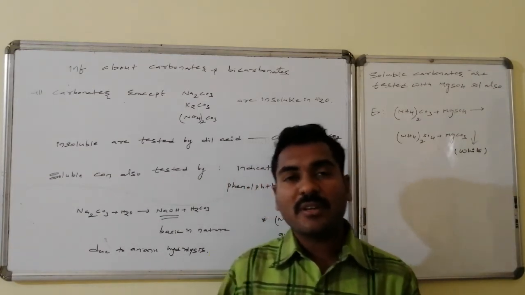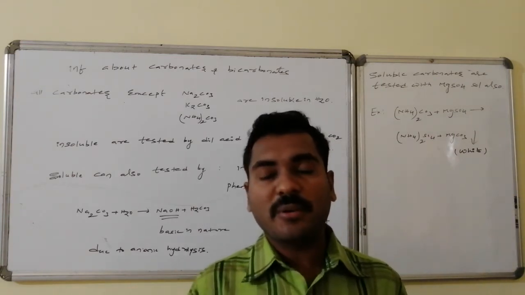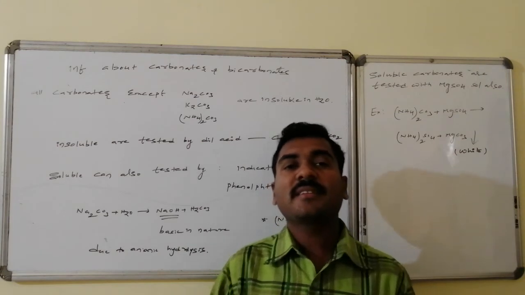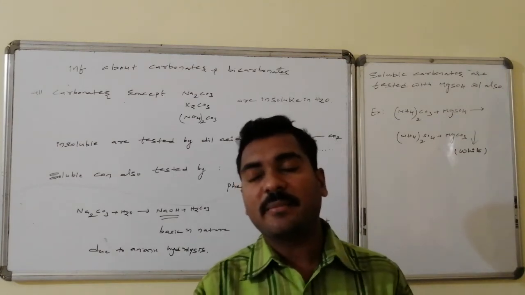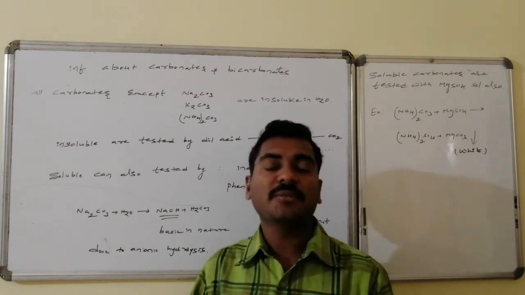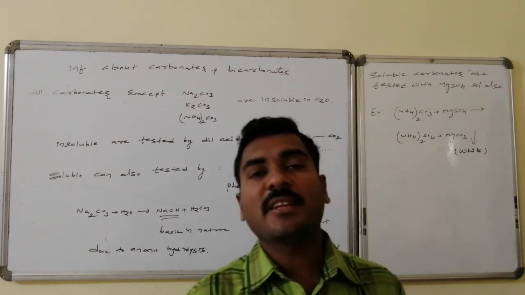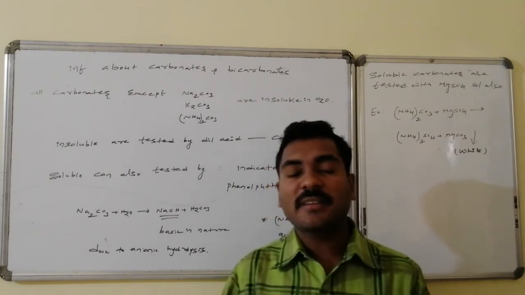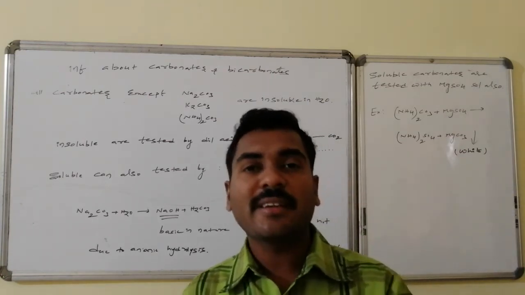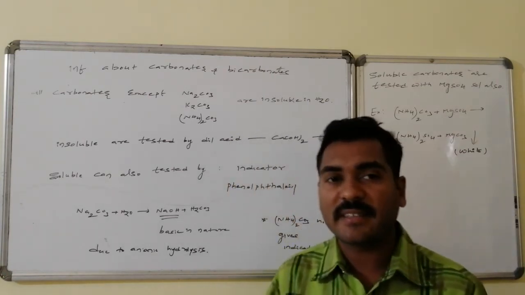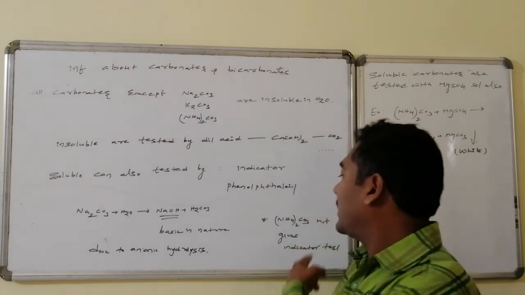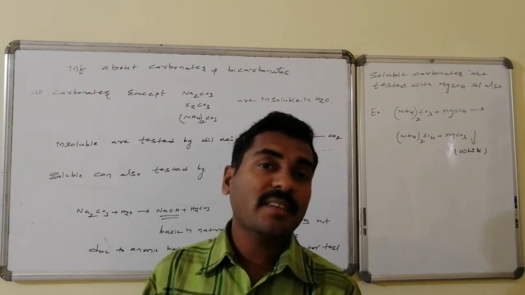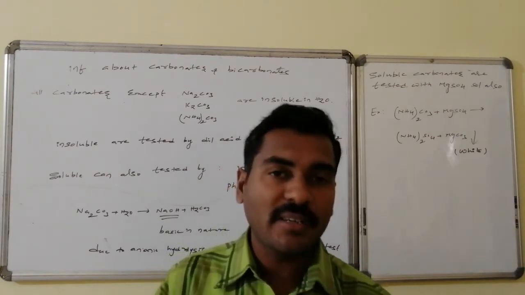On dissolution in water, those are sodium carbonate, potassium carbonate as well as ammonium carbonate. For these, we will take the help of an indicator. Phenolphthalein indicator is used, and thereby a color change appears. Thereby we can identify that these are carbonates. But there is an anomaly. Ammonium carbonate, though it is soluble, doesn't give any kind of indicator test because it is a combination of weak acid as well as weak base.